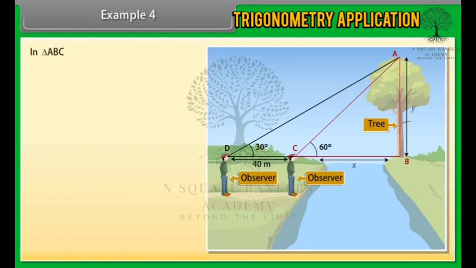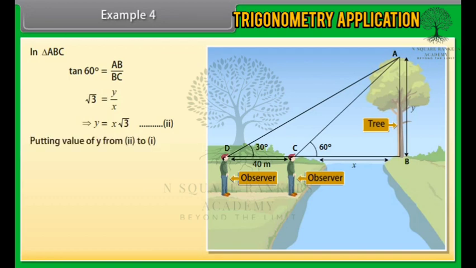In triangle ABC, tan 60 degree is equal to AB upon BC, that is square root of 3 equals y upon x, which implies y is equal to x into square root of 3. Equation 2. Putting the value of y from equation 2 into 1, we get x plus 40 is equal to x into square root of 3, whole into square root of 3, which equals 3x.